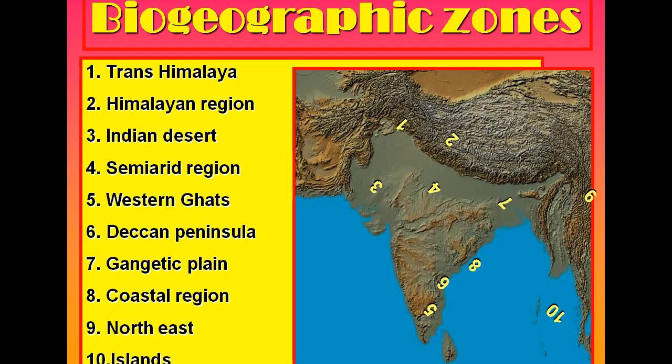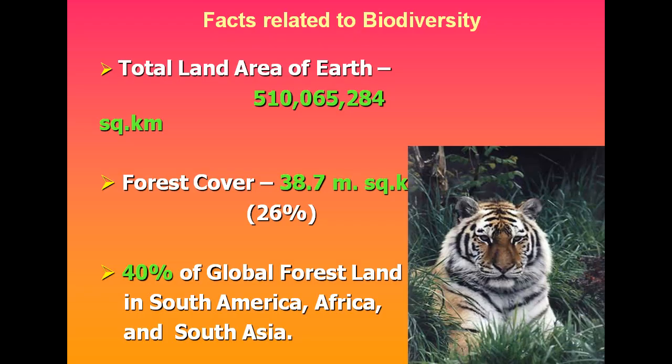Now I have told you India is divided into 10 biogeographical zones. Trans Himalaya, Himalaya, Indian desert, semi-arid, Western Ghats, Deccan Peninsula, Gangetic Plain, coastal region, northeast and islands. Total land area of the earth is this much, 510,065,284 square kilometers, out of which forest cover is about 37.7 million square kilometers, approximately 26% of land area, out of which 40% of the forest is found in South America, Africa and South Asia.